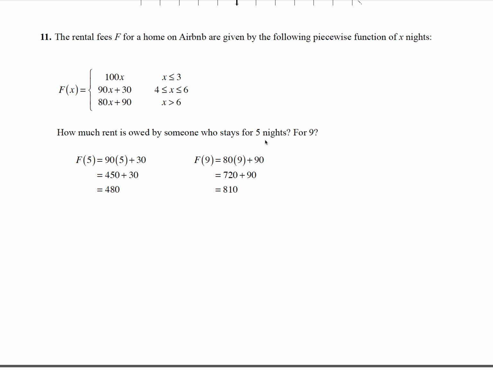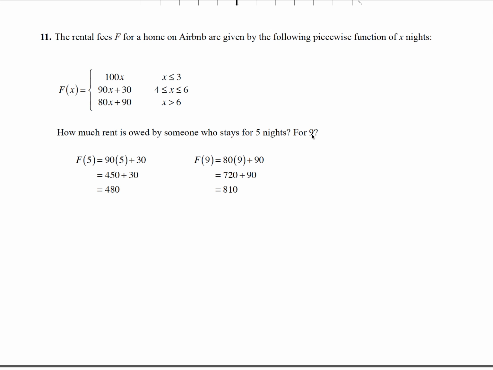Well, the first value is 5. So you look in these three intervals and you see that 5 is between 4 and 6. So that means we use this function to calculate, in this case, the rent paid by someone who is renting an Airbnb with this rate structure. So you put a 5 in for the x here. So 90 times 5 is 450. We add the 30. 450 plus 30 is 480.